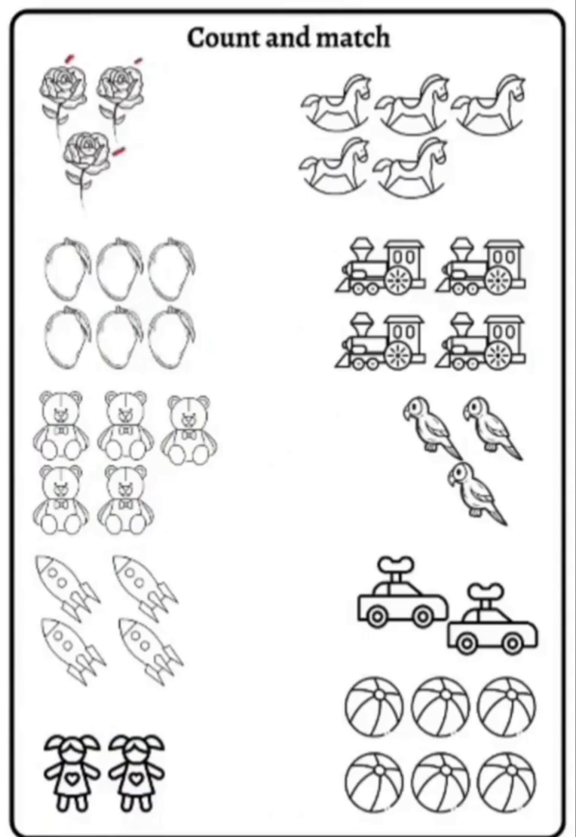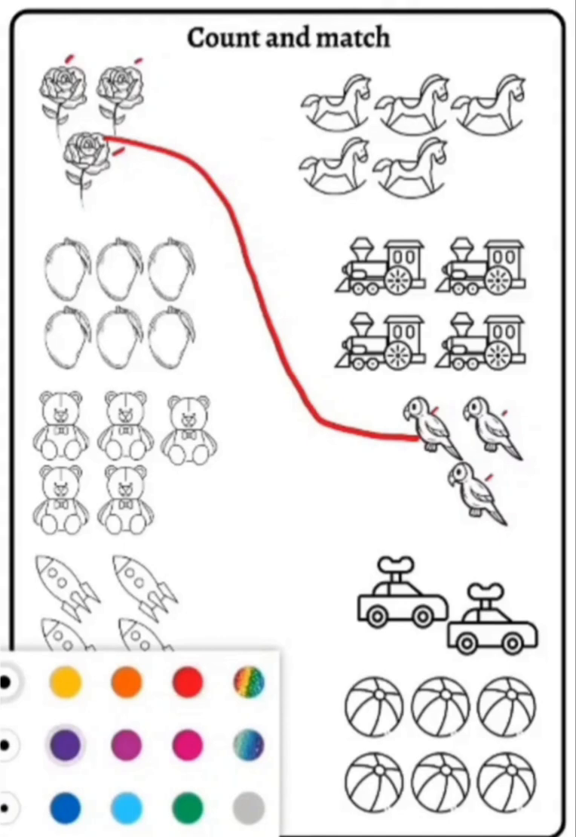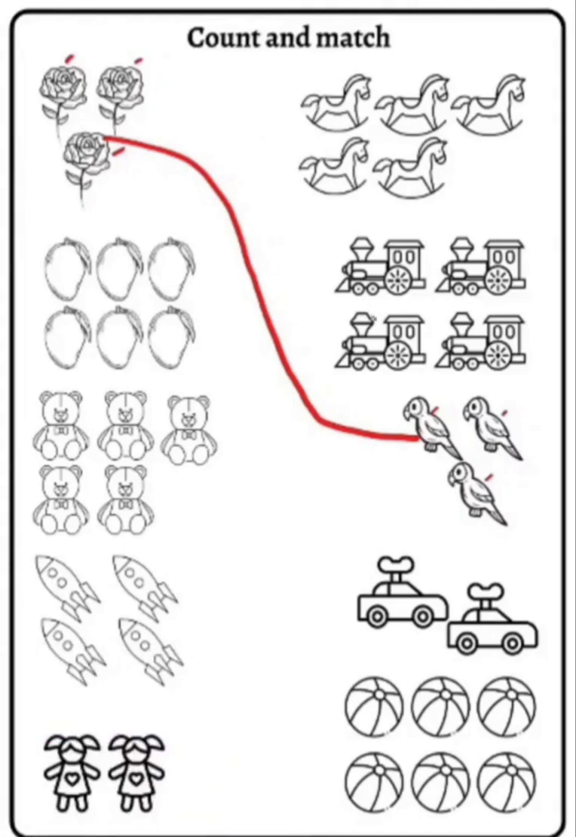The next worksheet is count and match. Let's count the number of flowers. So 3 flowers. We will check to the other side if we have the same number. So we have 3 birds. So match flowers with birds. So 3 flowers and 3 birds. The second one, we have mangoes. So let's count number of mangoes. 1, 2, 3, 4, 5, 6. On the other side, we will have 1, 2, 3, 4, 5, 6 balls. So 6 mangoes with 6 balls.